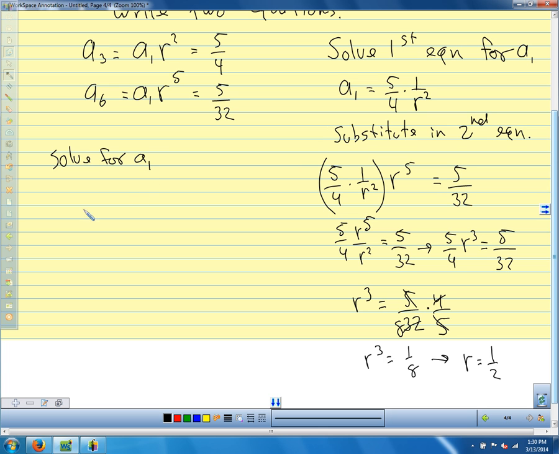So I'm going to say A1 times 1/2 squared equals 5/4. So A1, what's 1/2 squared? 1/4. A1 times 1/4 equals 5/4. So A1 equals, multiply both sides by 4, A1 equals 5.